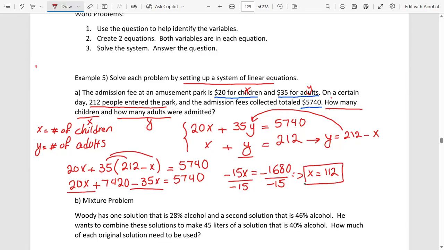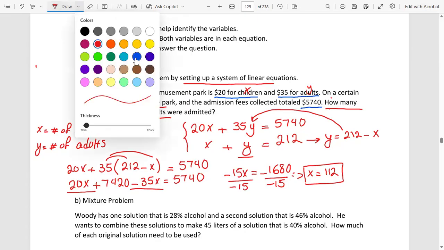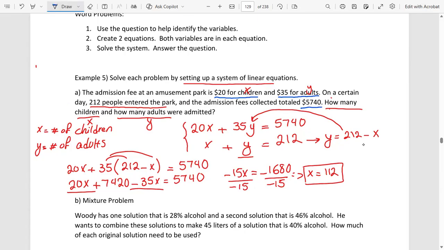So how many children entered the park? 112. Now I need to find the number of adults by going back to that equation and replacing the x by 112. And then 212 minus 112 is just 100. So how many adults were admitted? Just 100 adults.